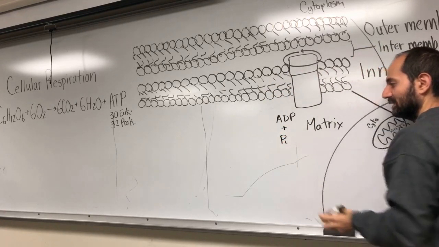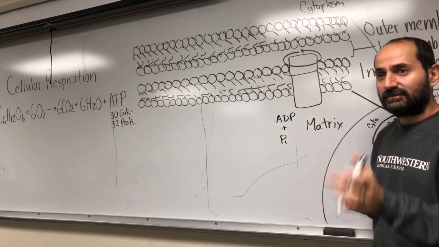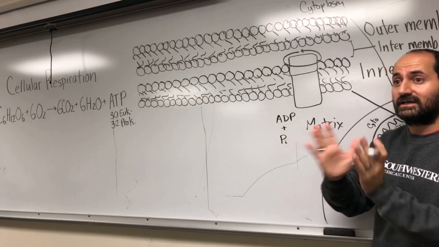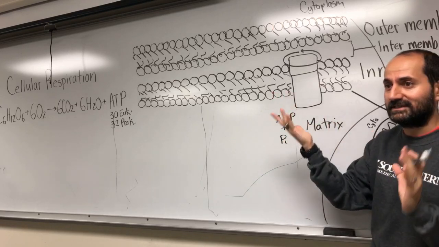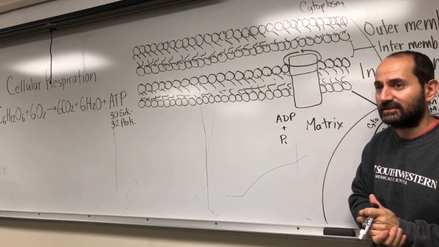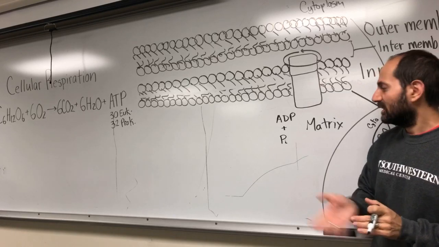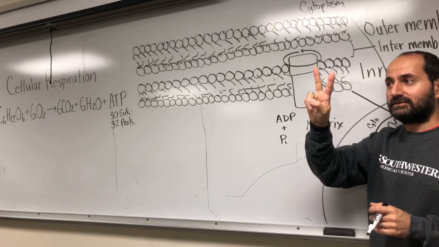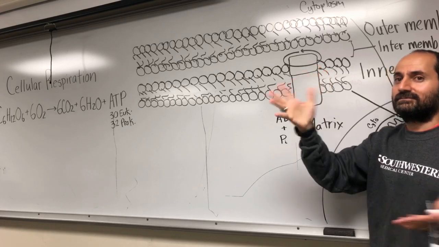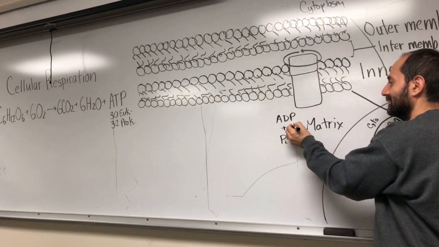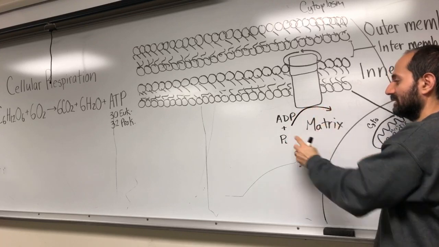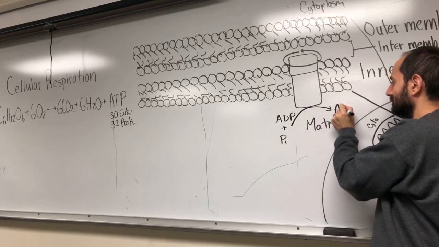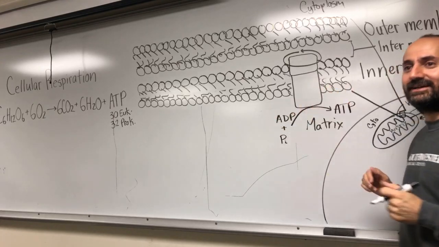Why is it called Pi? Inorganic. Inorganic phosphate. You know what that means? It just means that the phosphate group is just a phosphate group. It's not attached to anything that has a carbon in it. That means inorganic phosphate. Does that make sense? So you take ADP plus P equals ATP, right? Can you see that? If you take ADP plus P, you got ATP. There you go. That's how you make ATP, right?